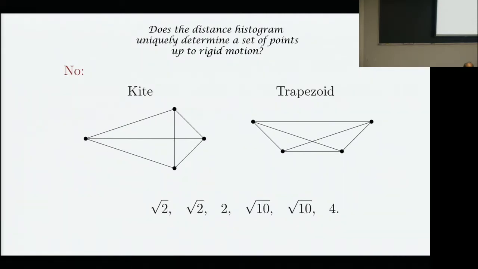So both of these, the kite and the trapezoid, have the same distance histogram given at the bottom. And to see how you go from one to the other, if I disconnect this vertical bar and then rotate this point down to here and then reconnect them, and I've arranged it so this is exactly the same distance, then it's clear that they have the same distance histogram. But they're certainly not rigidly equivalent. But generically, they do uniquely determine the point. So for practical purposes, we could use the distance histogram as a unique method of reconstructing the points.